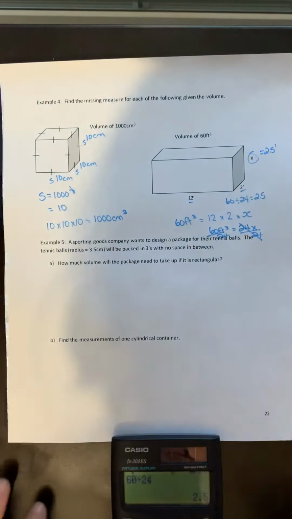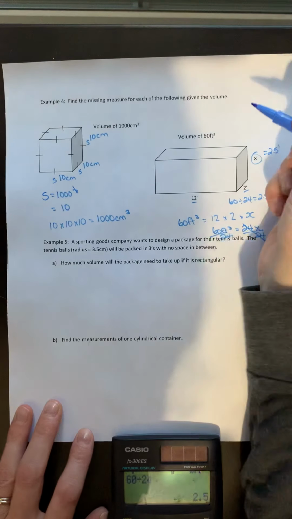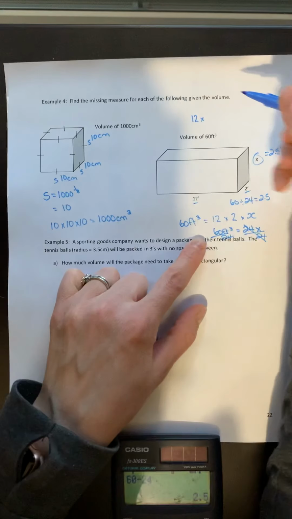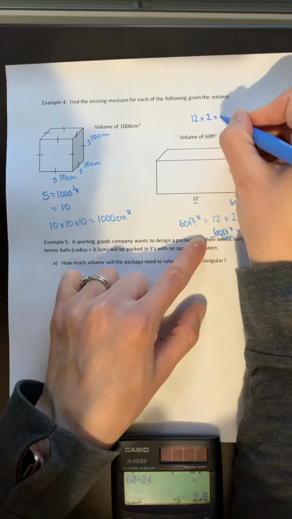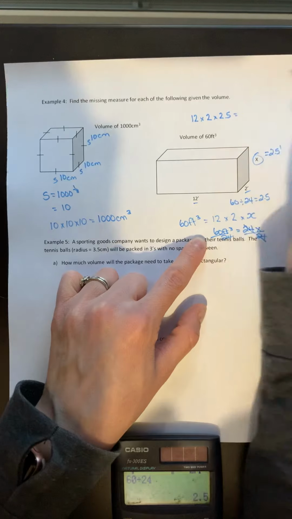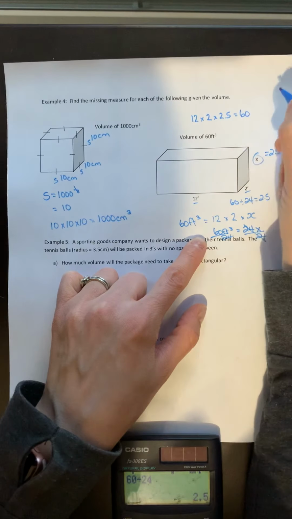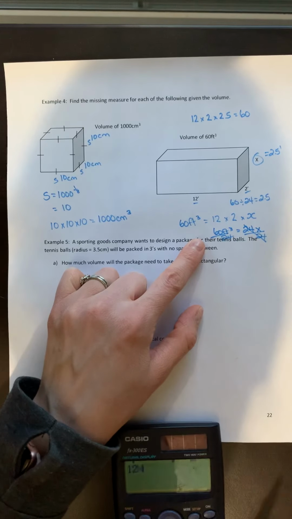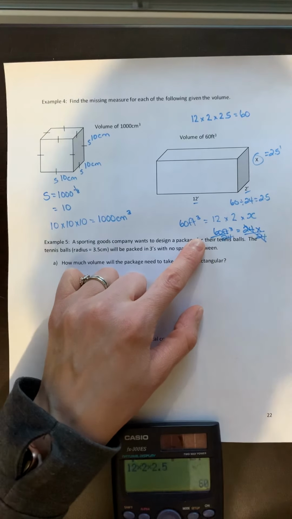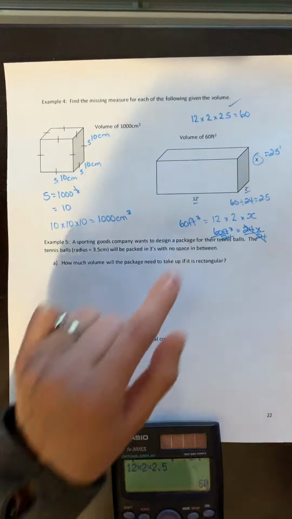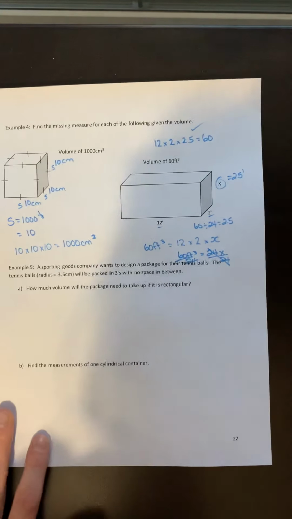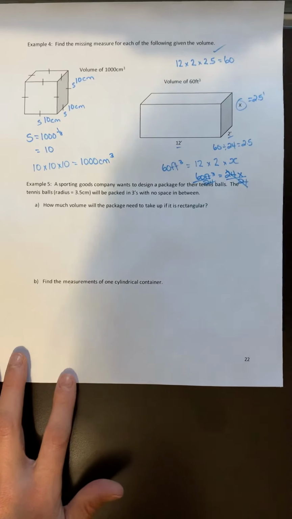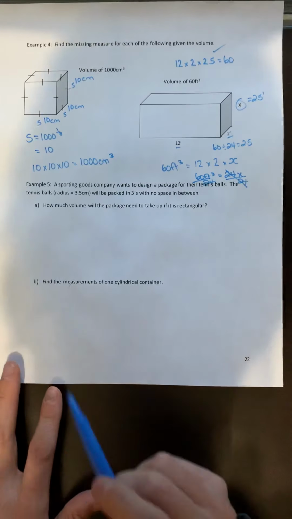2.5 feet. Okay, and again, if you're not sure, I would always put it back into the formula just to see that you actually have the right answer. Okay, so it should be 12 times 2 times 2.5 is equal to 60. It is correct. So I know that my answer is right. Okay. Now, last example before you guys get to your final assignment.